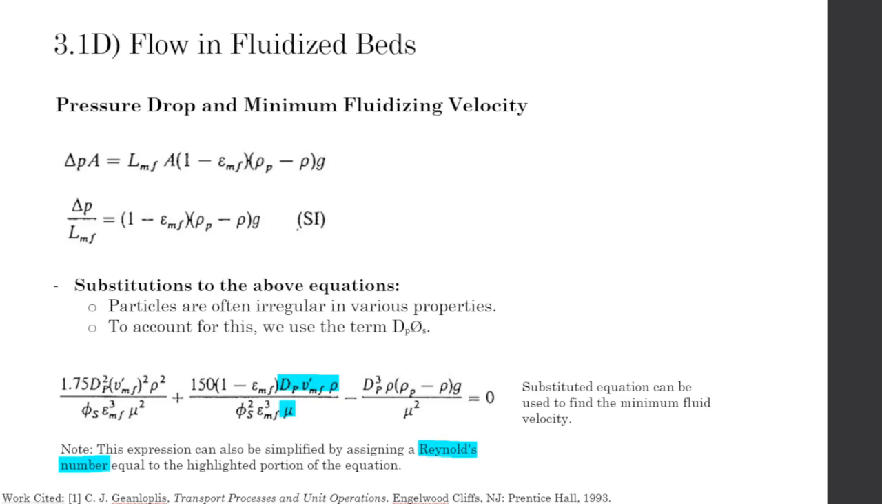But this equation can basically be used, given all of the other properties and values, to find the minimum fluidization velocity v prime mf. And also you can use the earlier equation on this slide to solve for the pressure drop, given your height of minimum fluidization of the bed and the porosity of minimum fluidization, as well as the density of the fluid and the density of the particles. And we will see how to do that on the next slide with our example.